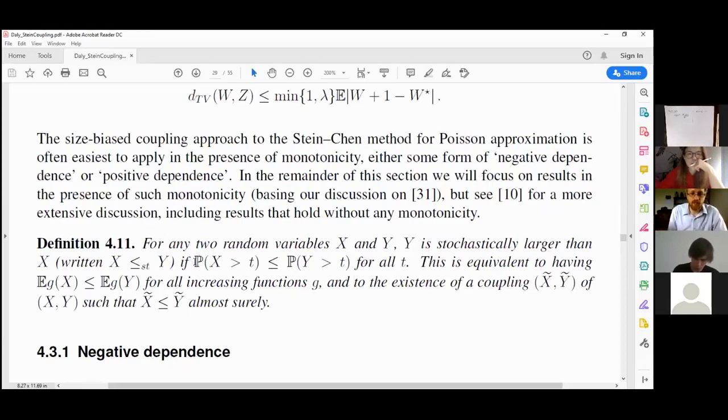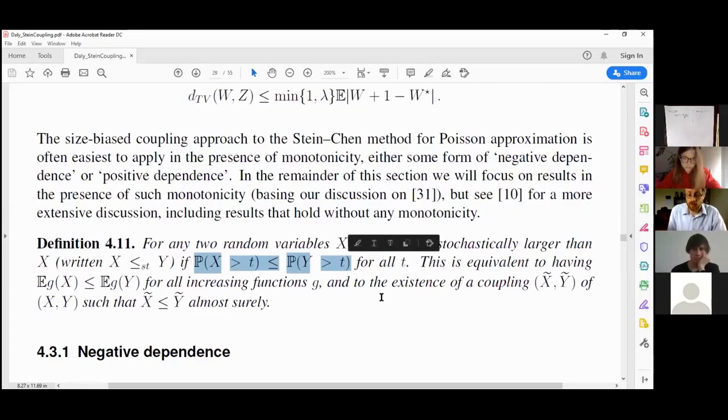First of all, I can replace these indicators of right tails by any increasing function. So x is smaller than y stochastically if the expectation of any increasing function of x is smaller than the same thing but for y. This definition we started with is just the case where g is just a right-tailed indicator, but that's okay.